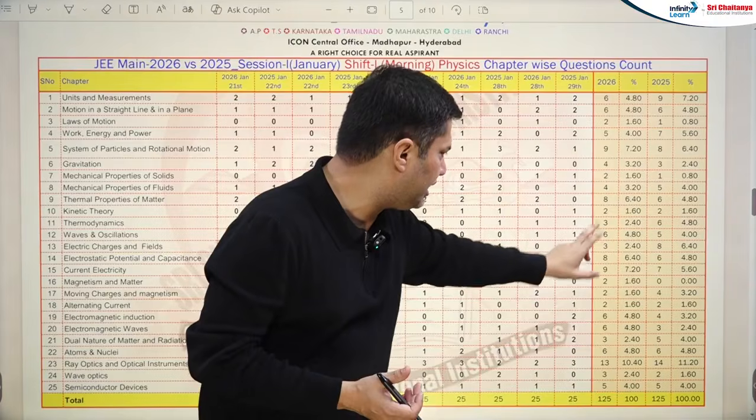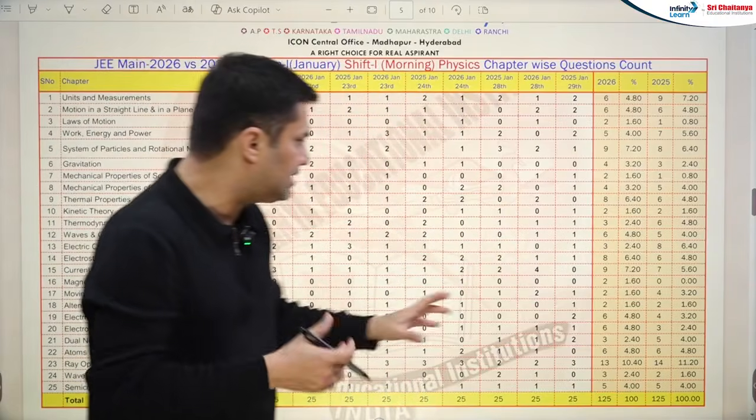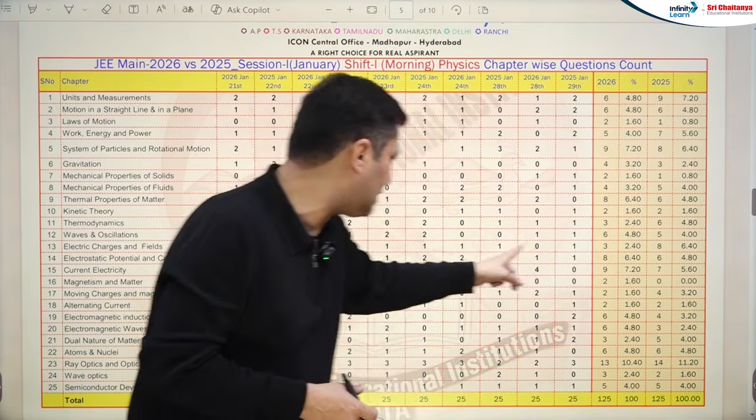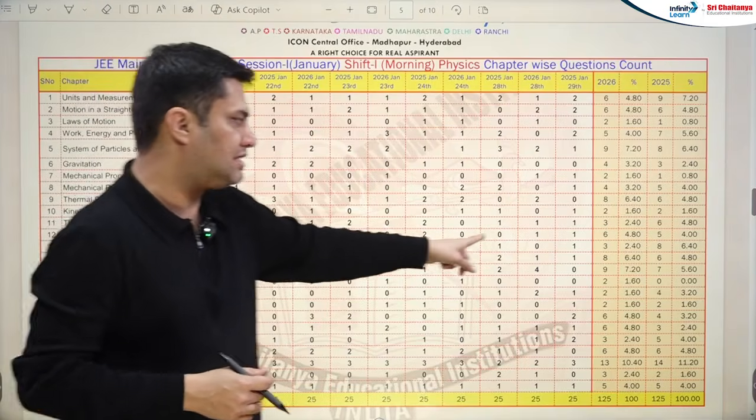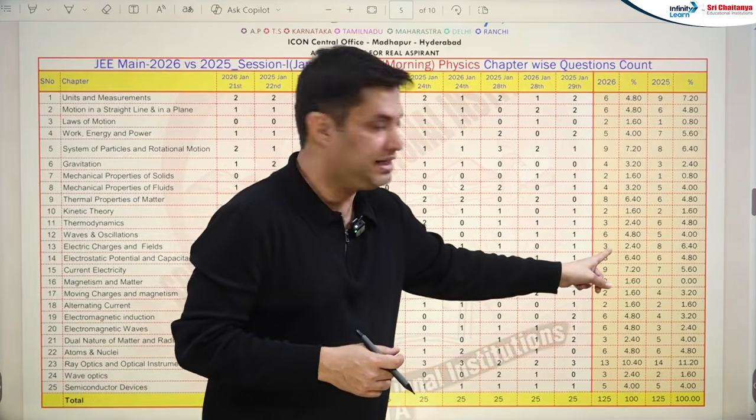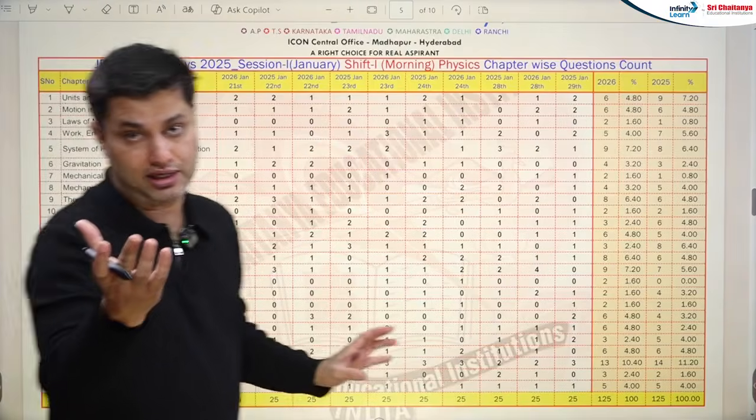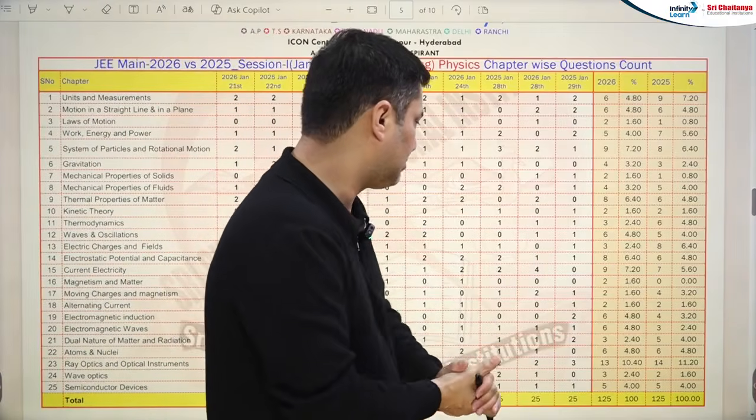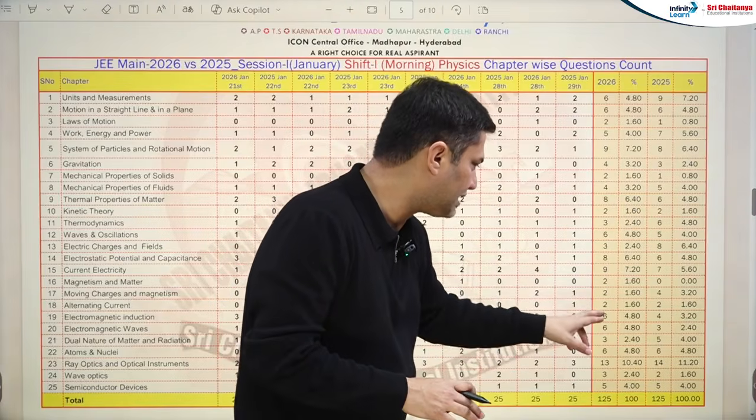Otherwise, a remarkable change is 8 and 6, 2 questions difference in thermal properties of matter, the weightage has increased. If I talk about the remaining, like 8 and 6, 3 and 8, in this chapter, electric charges and fields, the weightage has majorly decreased. Okay, 9 and 7, this is current electricity. Again, yes, current electricity has a high number of questions. It's gaining weightage in this morning shift of 2026.